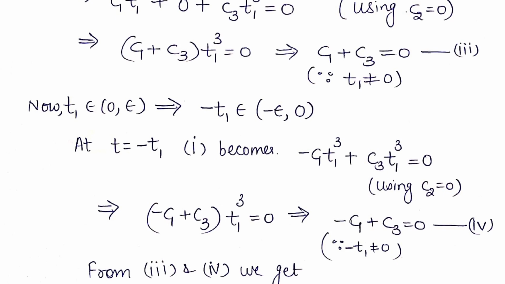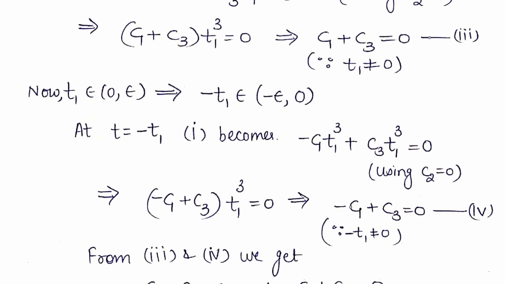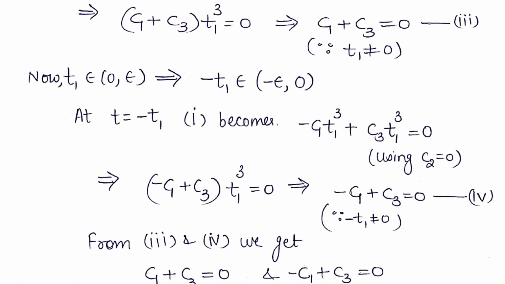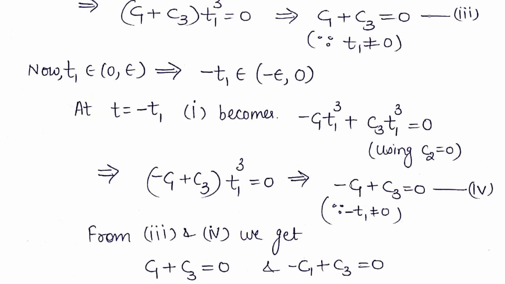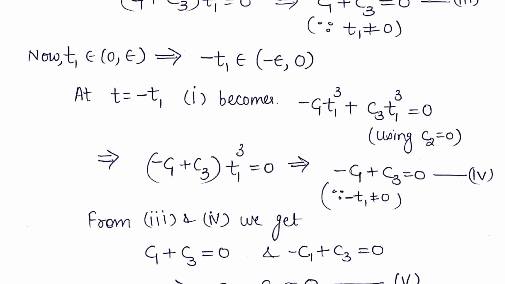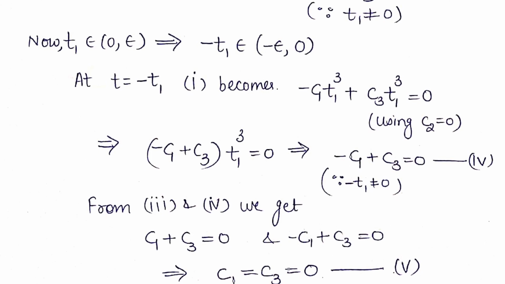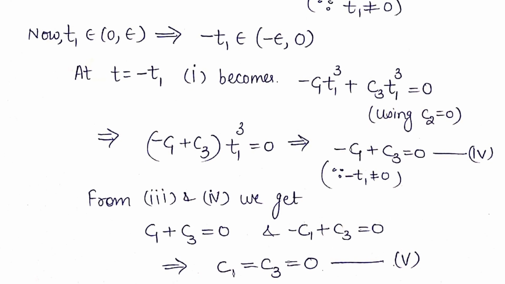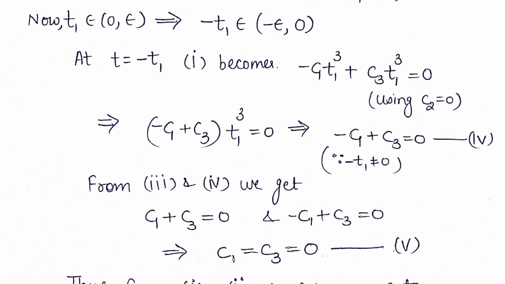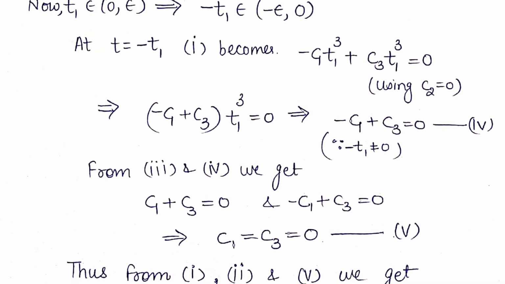Again, since t1 belongs to the interval 0 to epsilon, minus t1 will belong to the interval minus epsilon to 0. And if you evaluate equation 1 at t equal to minus t1, you will get minus c1 plus c3 into t1 cube equal to 0. And again, since t1 is not equal to 0, the only possibility is minus c1 plus c3 equal to 0. And we name it equation 4.